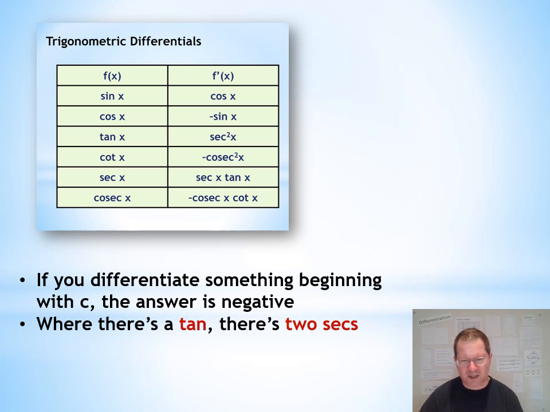Secondly, where there's a tan, there's 2 secs. What we mean by that, if you look at the row which says tan x, then when you differentiate tan x, you get sec squared x. So where there's a tan, there are indeed 2 secs. But also, if we look at the row where we're differentiating sec x, we've got a sec x on the left and a sec x tan x on the right. So again, that row in total has 1 tan x and 2 sec x's.